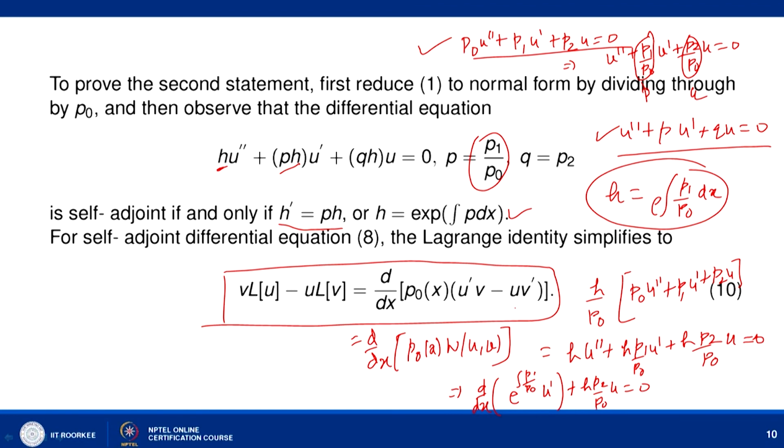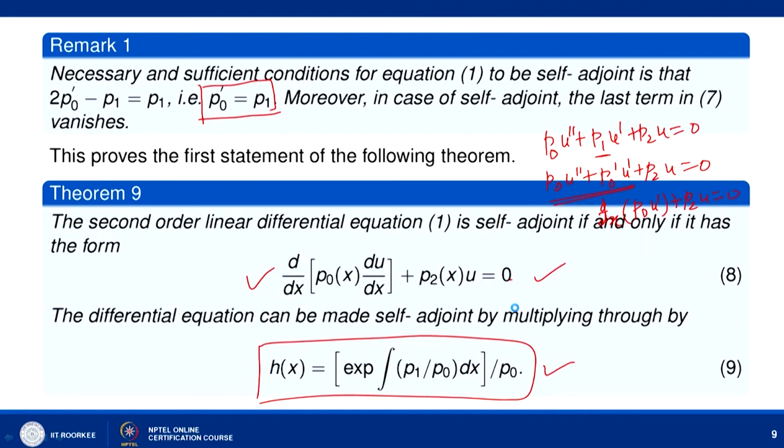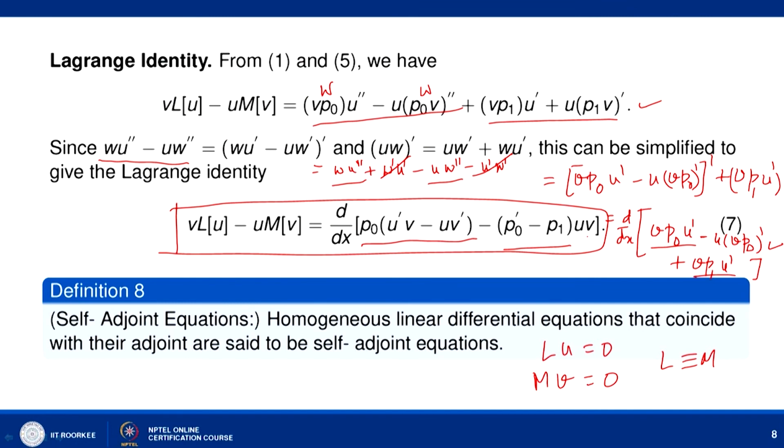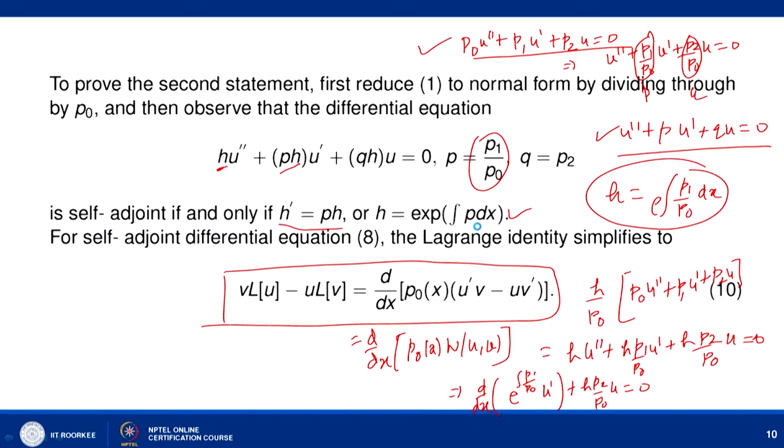Because in self adjoint form your p naught dash is equal to p1, and if you go to the Lagrangian identity, the coefficient of uv is p naught dash minus p1. So in self adjoint form, your p naught dash is equal to p1, and this will cancel out in the case of self adjoint equation forms. So what remains is d by dx of p naught (u dash v minus uv dash). That is what is written here: d by dx of p naught x into the Wronskian of u, v.